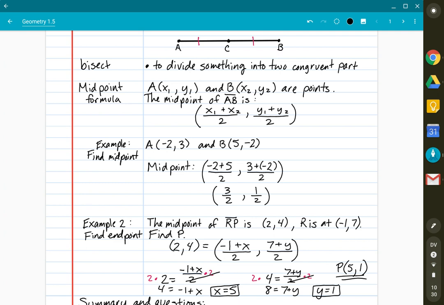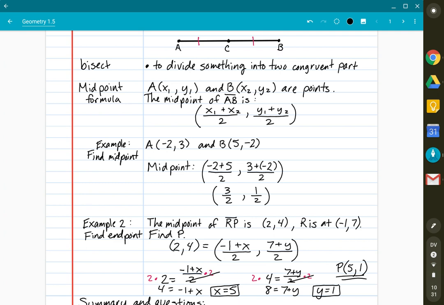Here's an example. We've got A at -2, 3, and B at 5, -2. We're going to take the x values, which are always the first number in the pair. They're in alphabetical order is one way to remember. So -2 and 5 are my x values. We add them together, and because my 5, the positive number, is bigger than the negative number, I end up with a 3 on the top of that fraction.